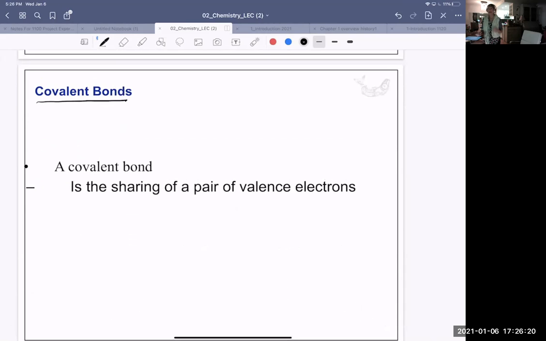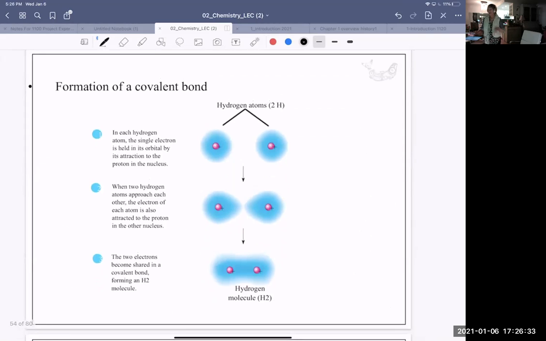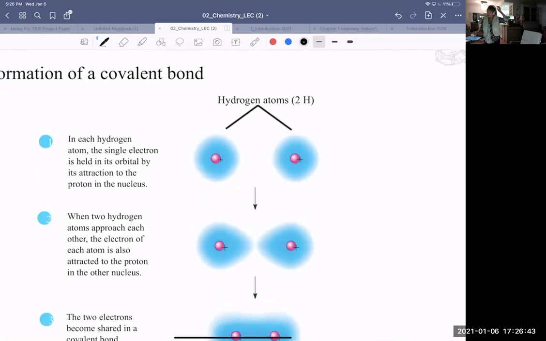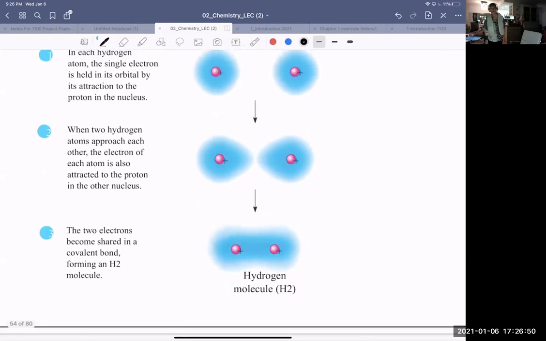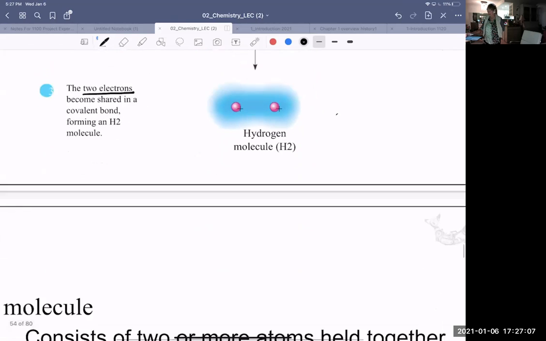So covalent, think of valence in the word covalent, co, together, the sharing of a pair of valence electrons. And the formation is such that the electrons are shared between the two atoms. So here are two hydrogen atoms. The single electron is being held in its orbital by its attraction to the proton in the nucleus. But there's only one. One electron in the shell isn't as stable as two. Therefore, two electrons become shared in a covalent bond that forms H2, which is the configuration of hydrogen in the atmosphere.